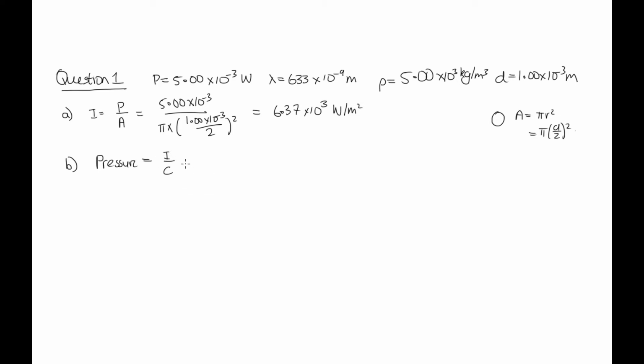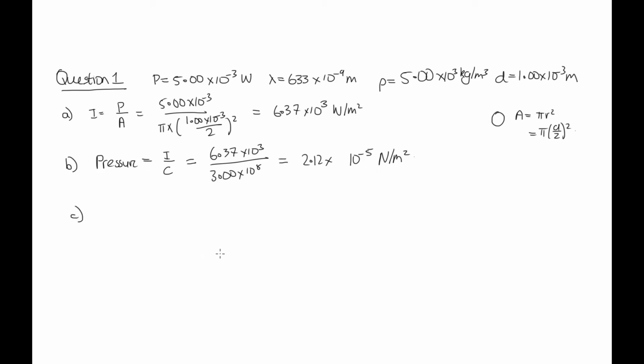So we can work out what this is. We've just calculated the intensity. So we've got 6.37 times 10 to the 3. And then we divide by c, the speed of light, which is 3 times 10 to the 8. And so solving this, we end up with 2.12 times 10 to the minus 5 newtons per meter squared.